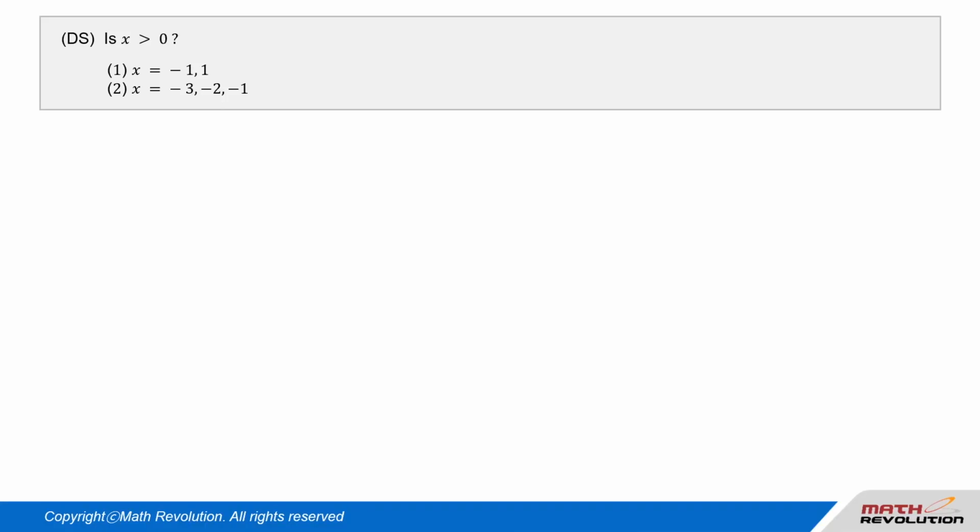Question 2. Common mistake type 1, or CMT1. If you are getting both yes and no from the same condition, the condition is not sufficient. For example, DS. Note: is x greater than 0? Condition 1. X equals -1 and 1. Condition 2. X equals -3, -2, and -1.